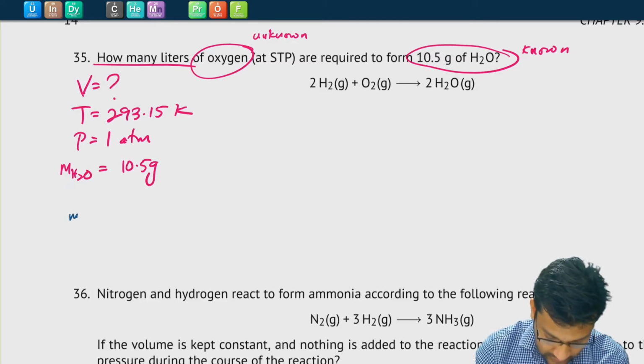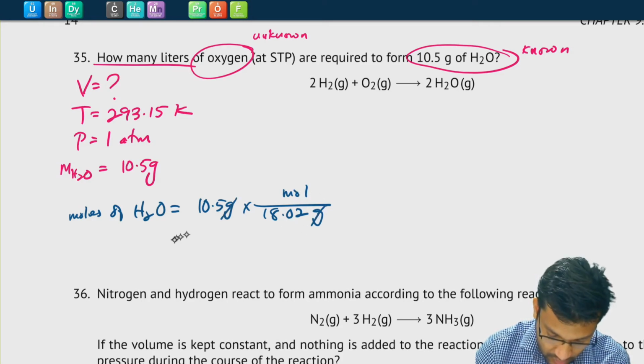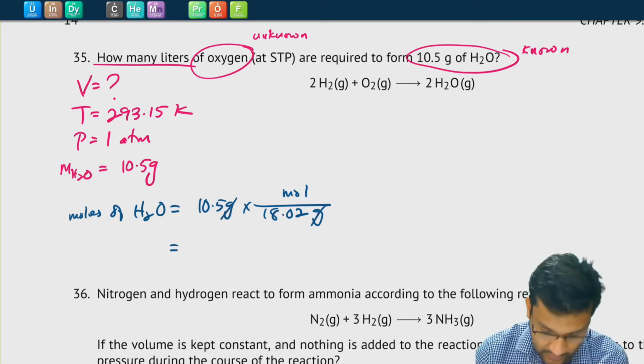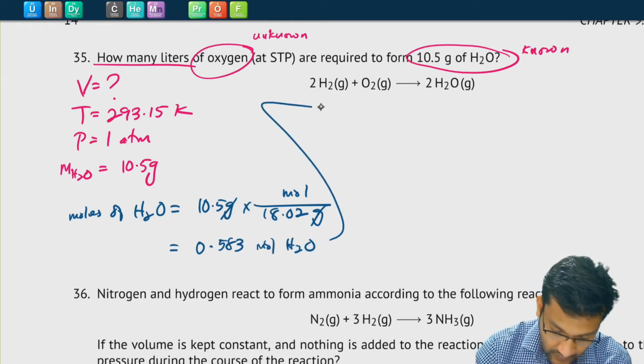So let's first find the number of moles of our known compound. So moles of water. We know the mass, 10.5 grams. All we have to do is divide by the molar mass, which we said in the previous question was 18.02 grams per mole. And so this comes out to 0.583 moles of water.